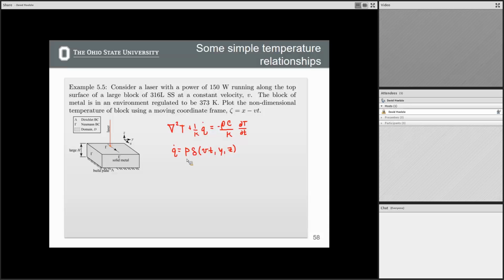And then, of course, we have a domain. We're saying a large block of material, so a large H as well. We can assume, and then we'll start to weaken this assumption a little bit and see what the difference is, that we have a domain stretching from negative infinity to infinity in the x direction, negative infinity to infinity in the y direction, and negative infinity to 0 in the z direction. Neumann boundary condition at the very top surface.